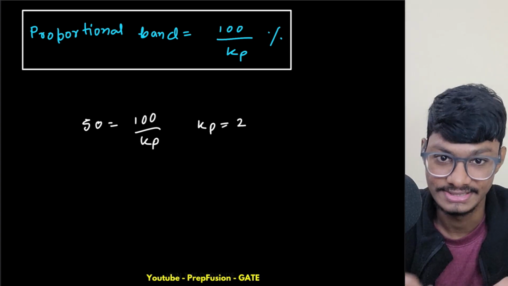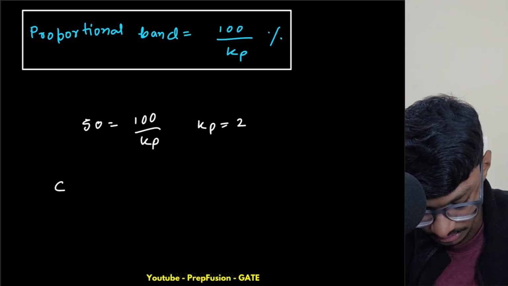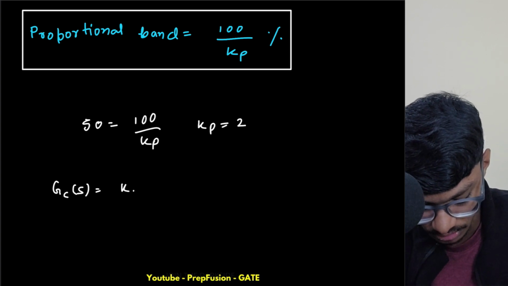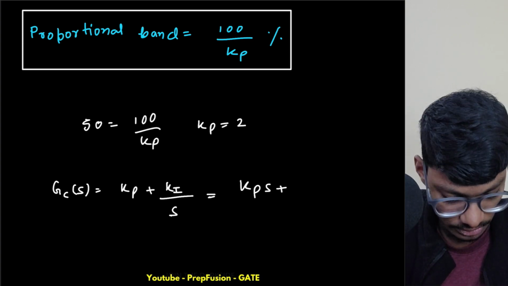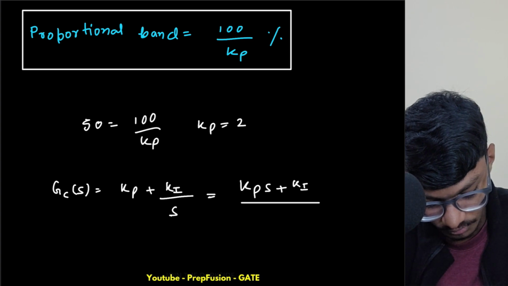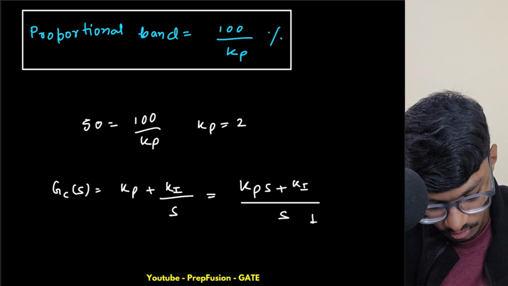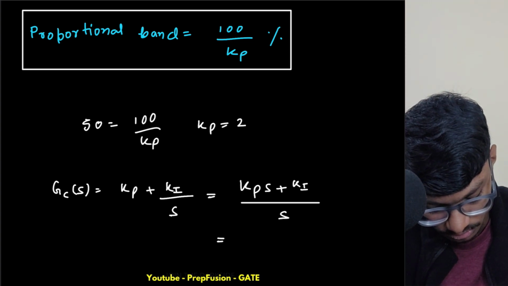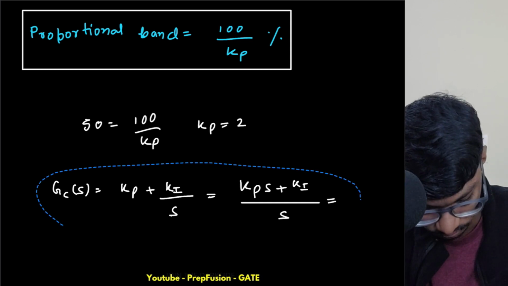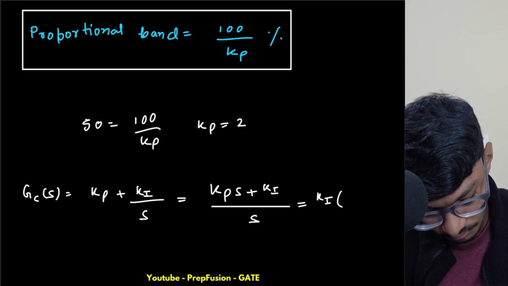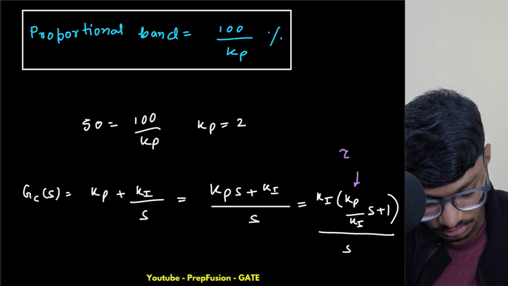Okay, now what is reset time? If you recall correctly, my controller transfer function is something like this: gc of s equals kp plus ki by s, which equals kp s plus ki by s. Now reset time, right? It is talking about time tau. So what is the tau in this case? If I just take ki common, it will become ki times s tau plus 1, right, by s. So this is my tau, which is known as the tau reset.